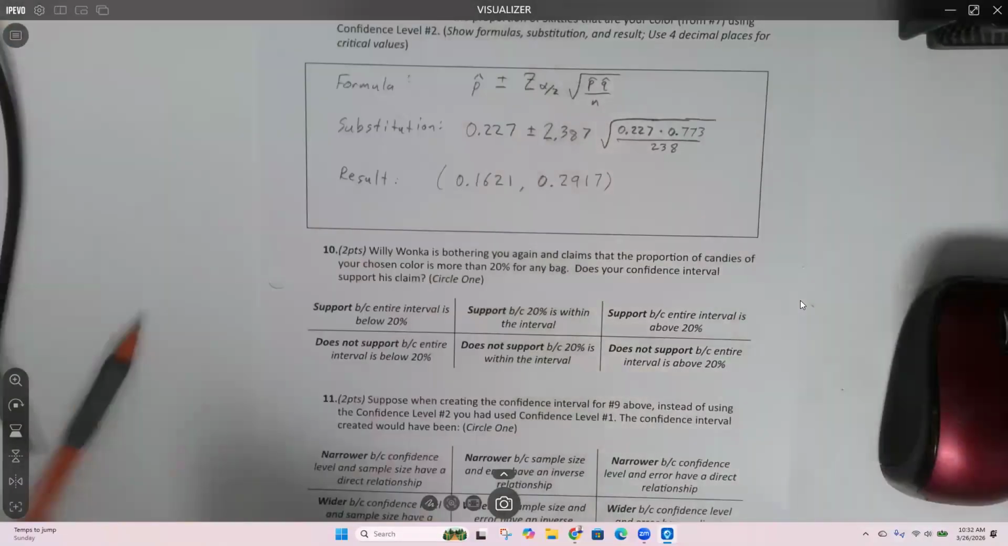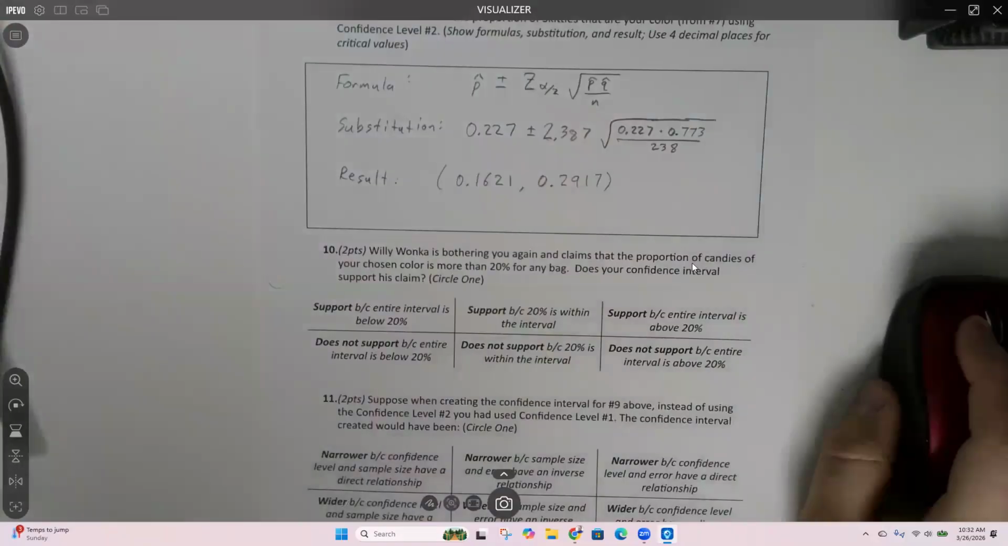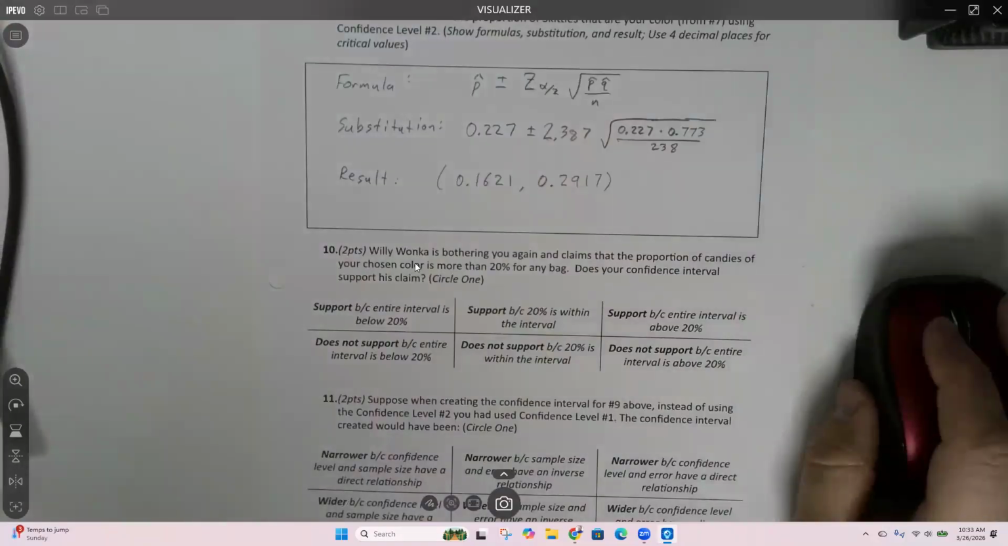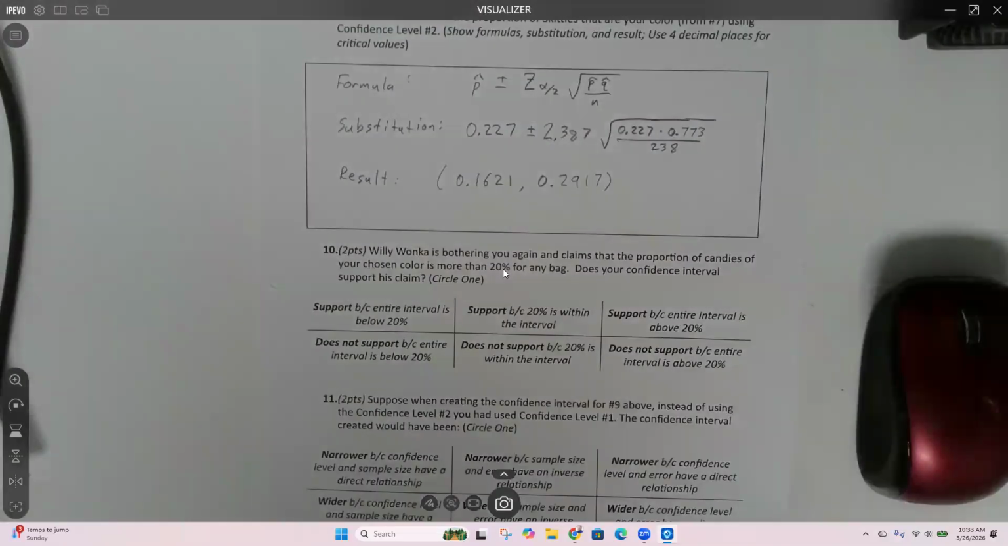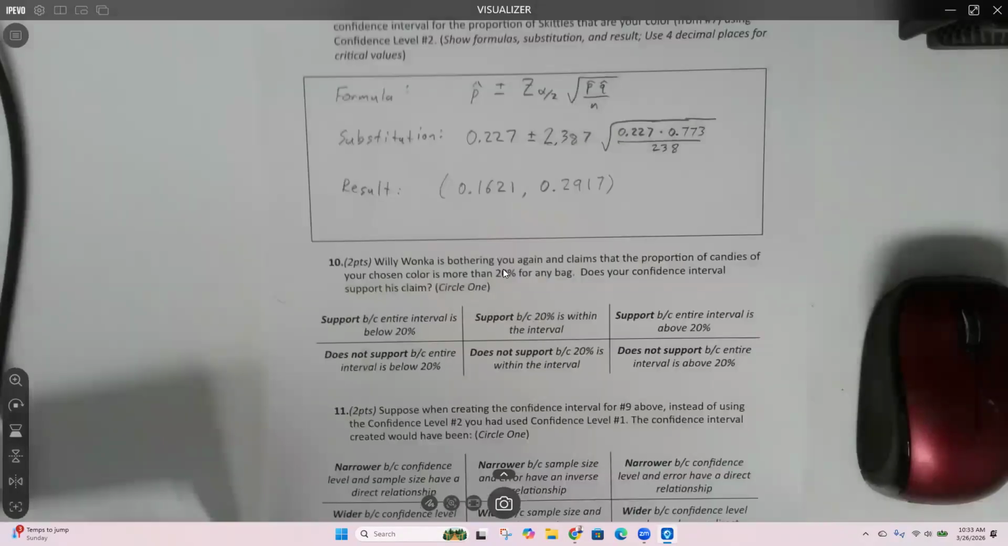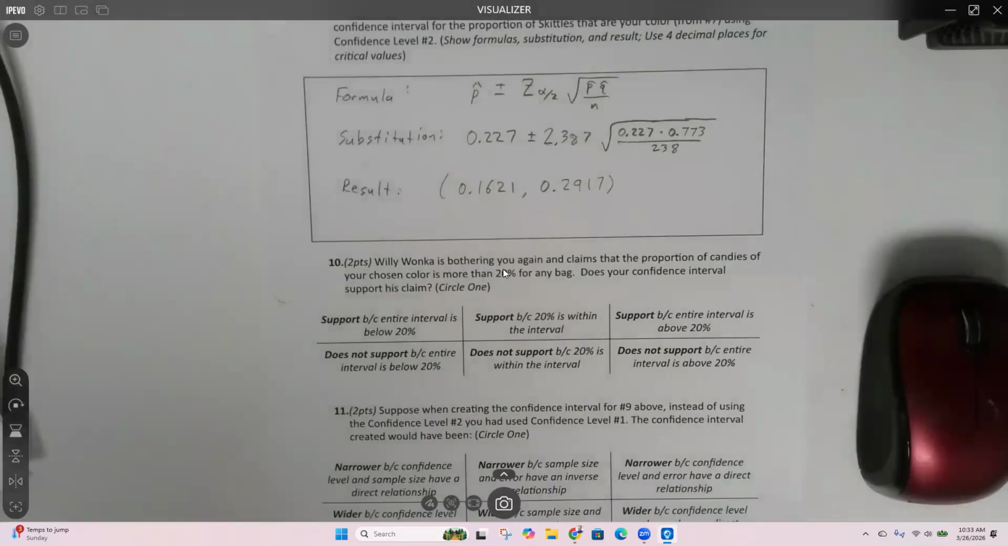Willy Wonka is bothering you again and claims that the proportion of candies for my color, which was green, is more than 20%. I'm okay with the green. I don't like the yellow ones, but if he came to me and said, did you know that the Skittle company is making more yellows than any other color, more than 20%, I would be up in arms. So, does my confidence interval support his claim?